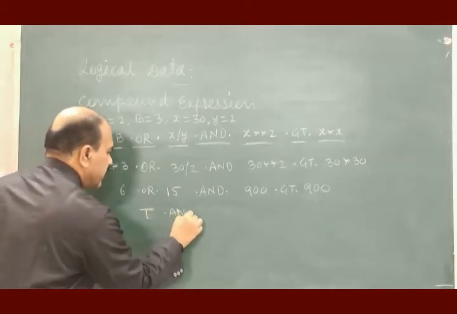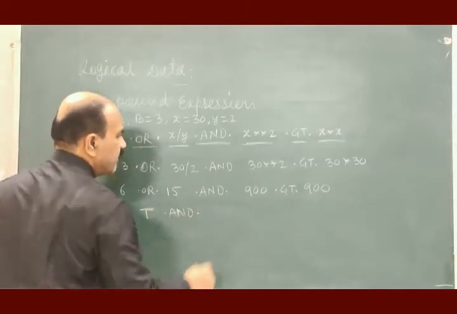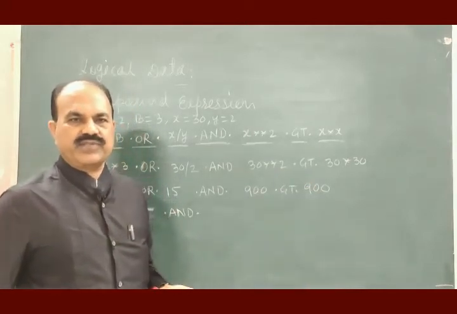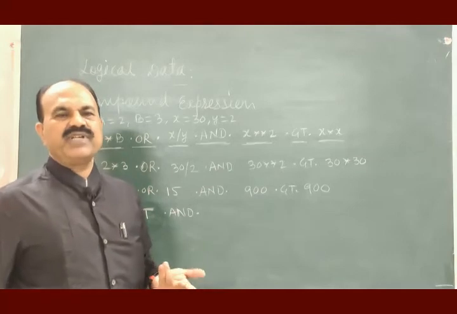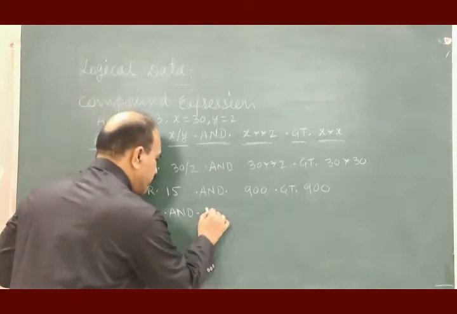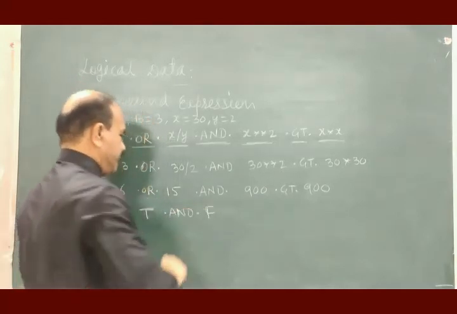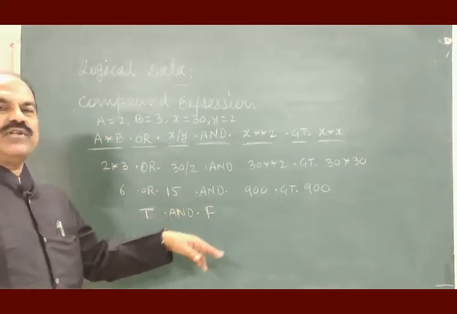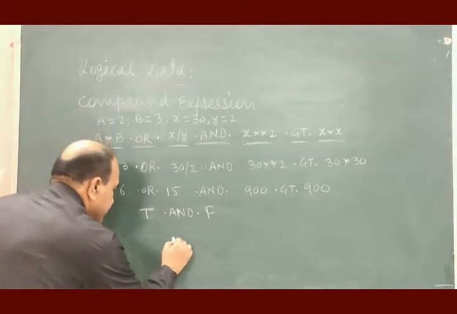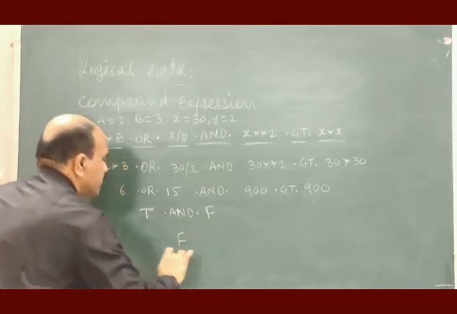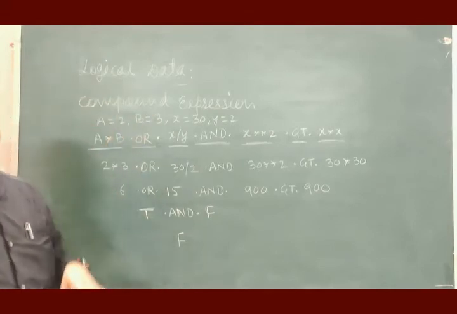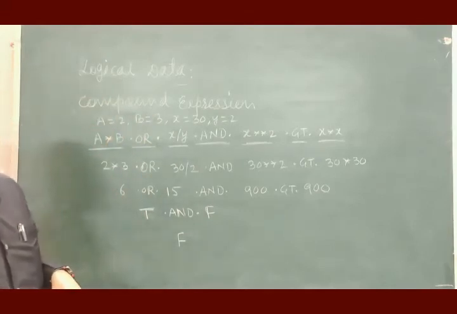And 900 greater than 900, it is false because 900 is equal to 900. So, the result coming here is false. What is true and false? It is false.